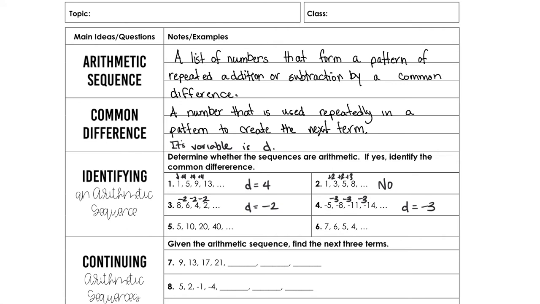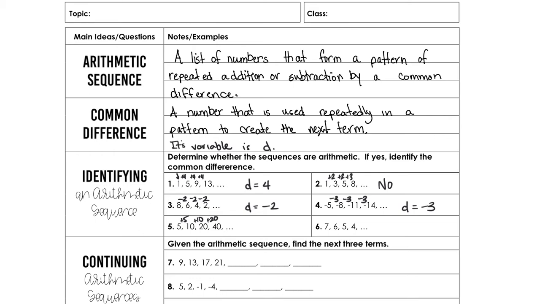Number 5, right? So from 5 to 10 is plus 5. And from 10 to 20 is plus 10. And from 20 to 40 is plus 20, right? So this one I want to take a look at is that some people may look at it, well, it's just multiplying by 2.